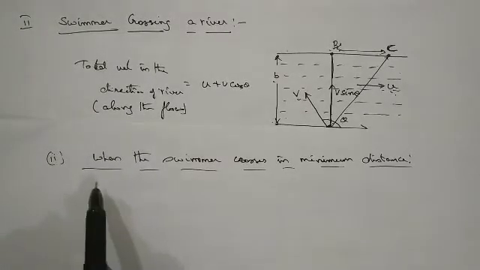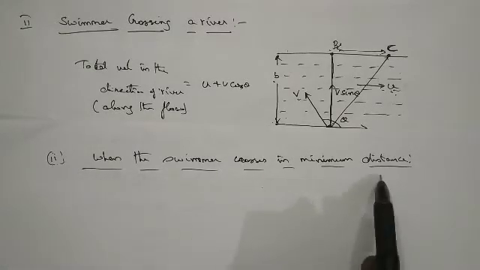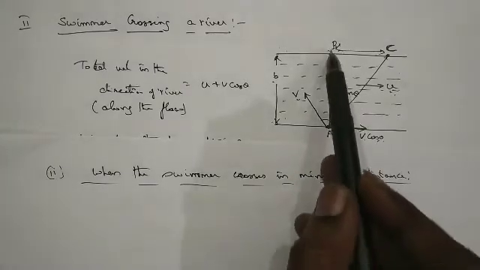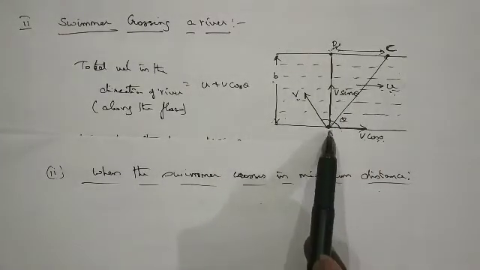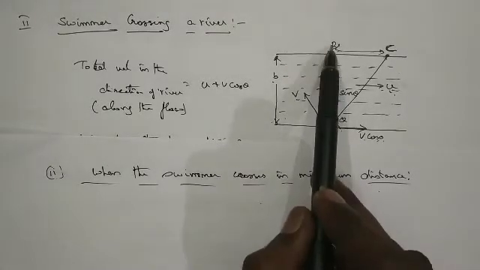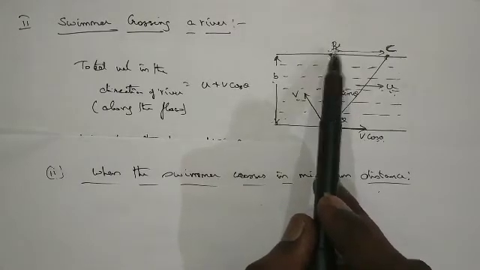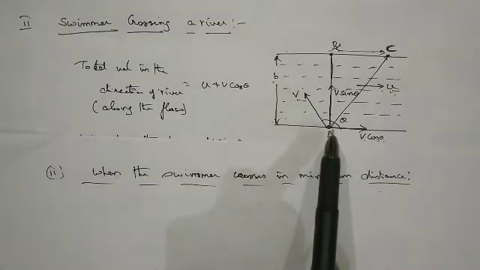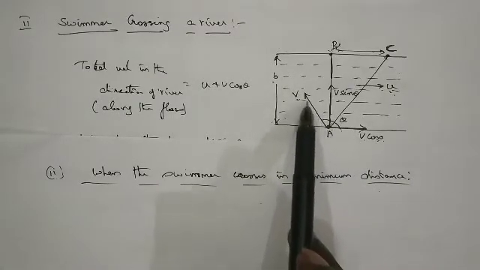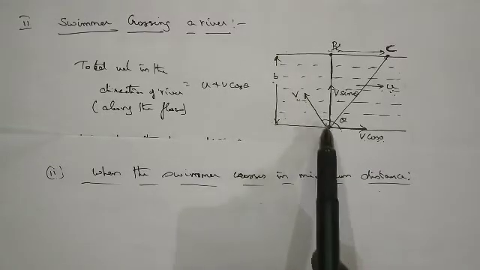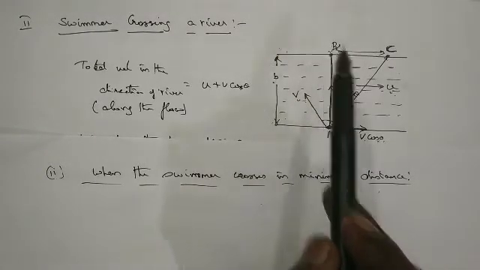The second case is if the swimmer has to cross in a minimum distance. In this case, when the swimmer has to go from A to B, the only possibility is that for minimum distance he should take the straight path AB. That means he should finally reach this point B, so that from A he should have reached B. He has to take a velocity V in this direction with a theta, then only the resultant velocity will be along AB and he can reach B.